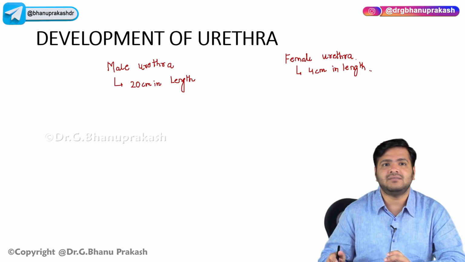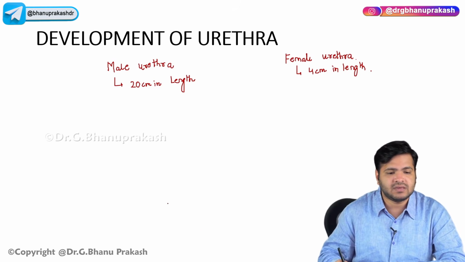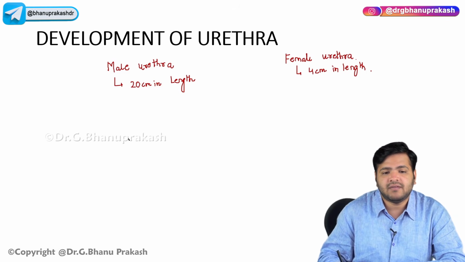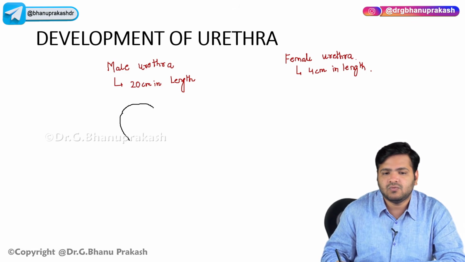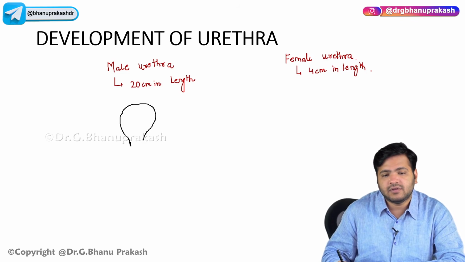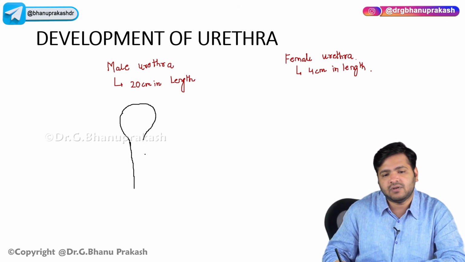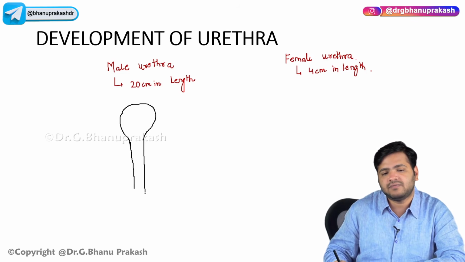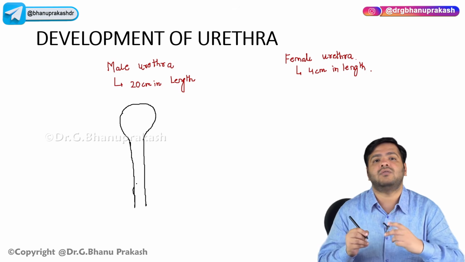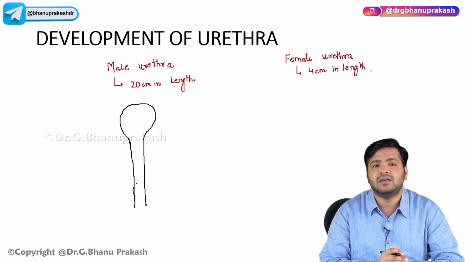So let us just try to see. As you all know, we have the urogenital sinus, which will be developing into the urinary bladder. And we have the different parts of the male urethra. Try to make it big so that you understand this is longer as compared to the female urethra.